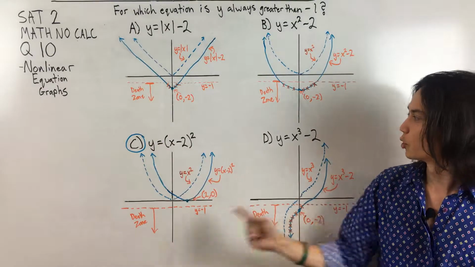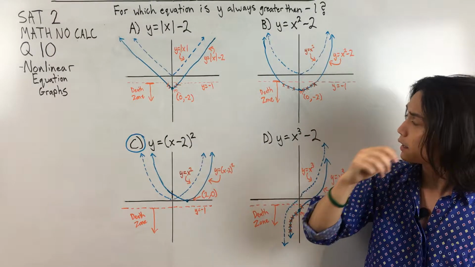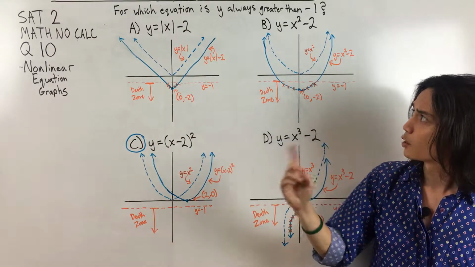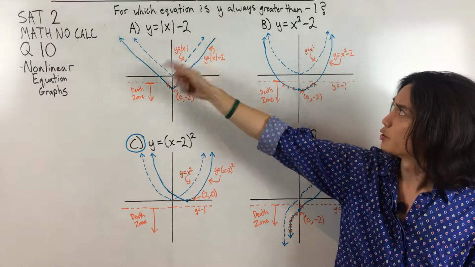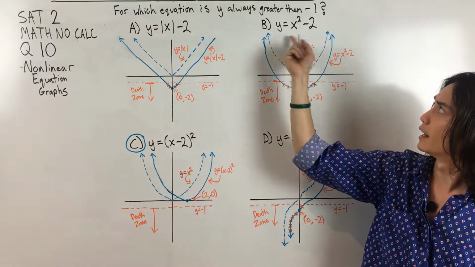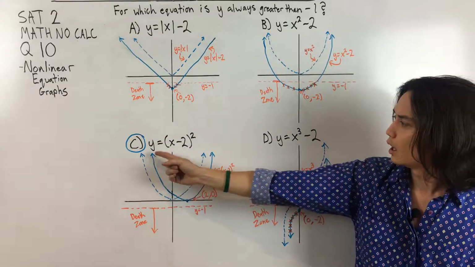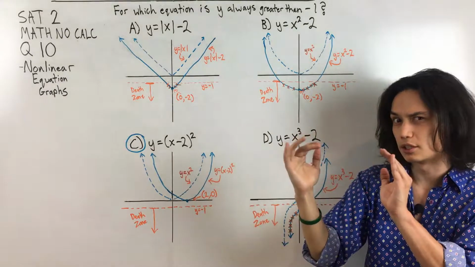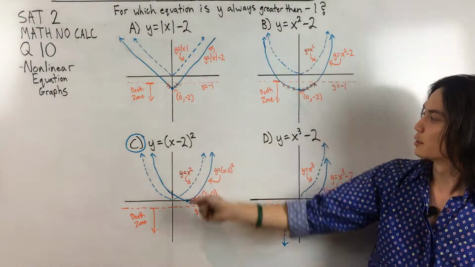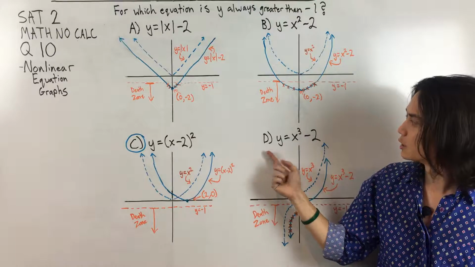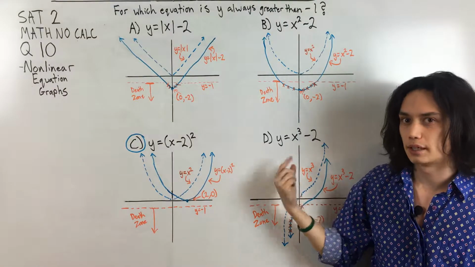Here they've given us 4 equations, and I've split up these answer choices. The equation for answer choice A is y equals the absolute value of x minus 2. B is y equals x squared minus 2. C is y equals x minus 2 squared, so that's kind of similar. And D is y equals x cubed minus 2.